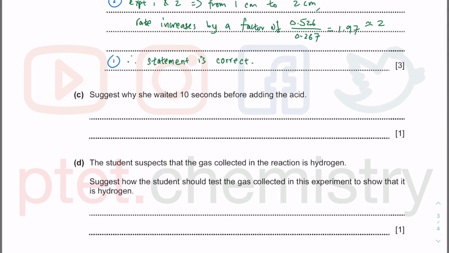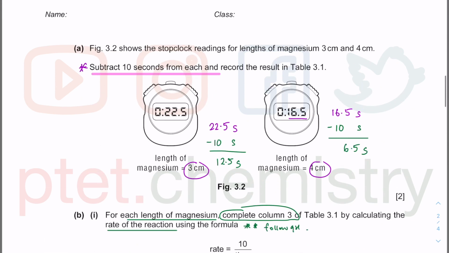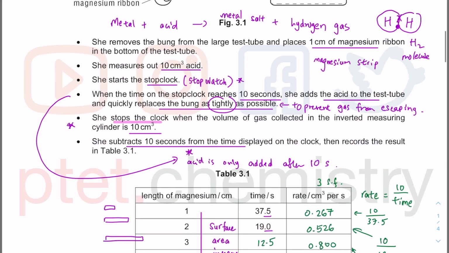The next question: why does she wait 10 seconds before adding the acid? Remember earlier we took away 10 seconds from each of these readings because we did not add the acid at time equal to 0. We started the stopclock, but we only added the acid when it reached 10 seconds. So there is a gap between starting the stopwatch and adding the acid because you also need to close the bung. So the reason is that one hand is holding the stopwatch, the other hand is adding the acid.